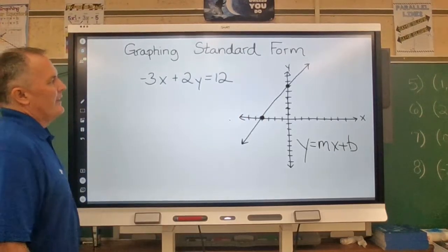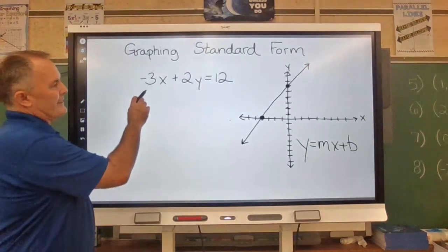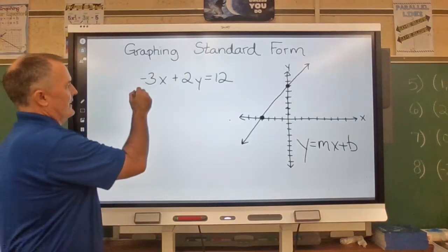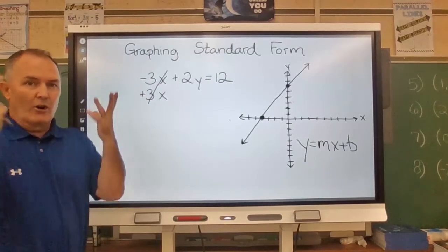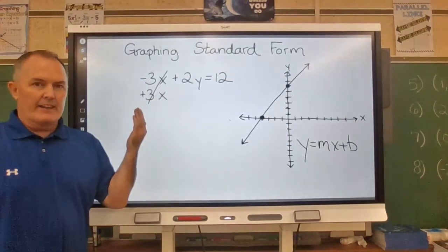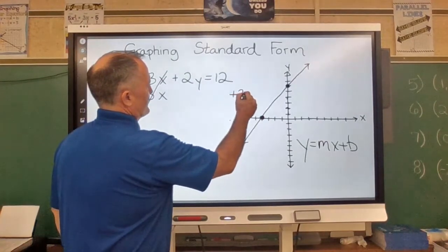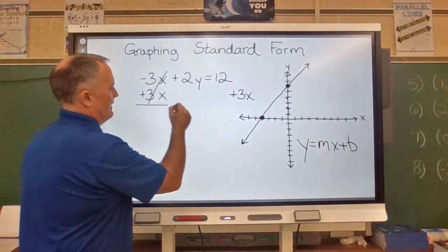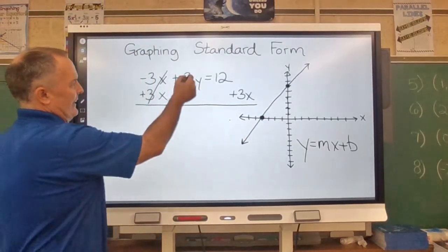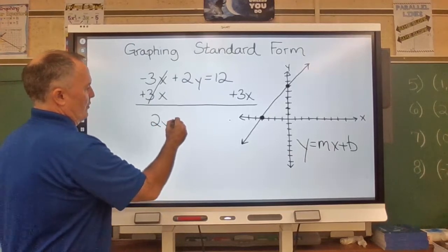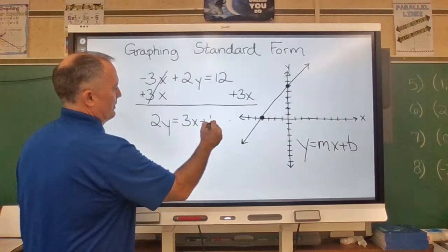All right, so let's do that. So if I want to move this over to the other side, the opposite of subtracting 3x is to add 3x. That lets me cancel it out on this side. It's gone. But whatever I do to one side of the equal sign, I have to do to the other side of the equal sign. So I'm going to add 3x over here. Now let's take care of that step first. So I'm adding 3x to both sides. That leaves me with 2y equals 3x plus 12.